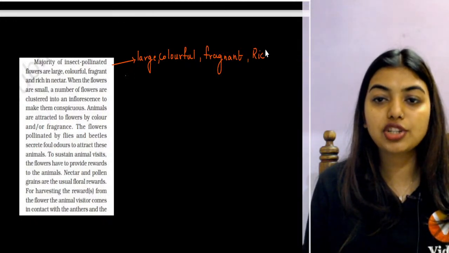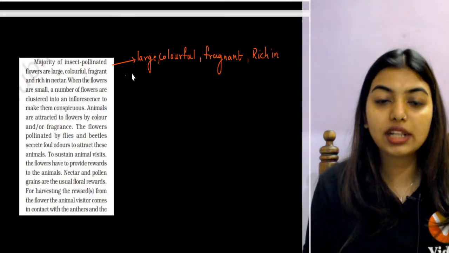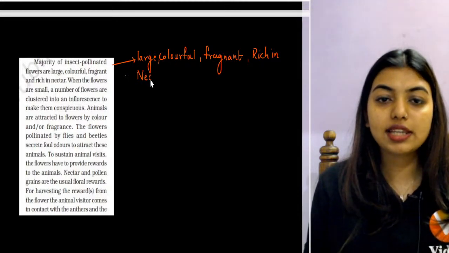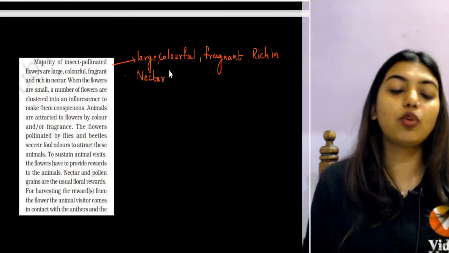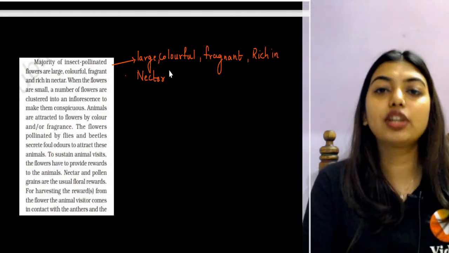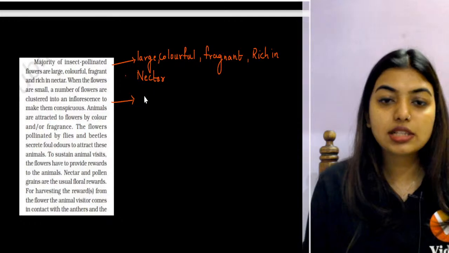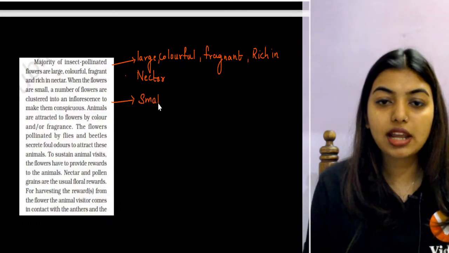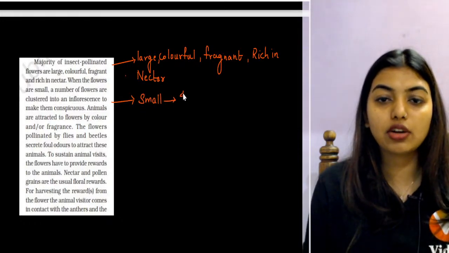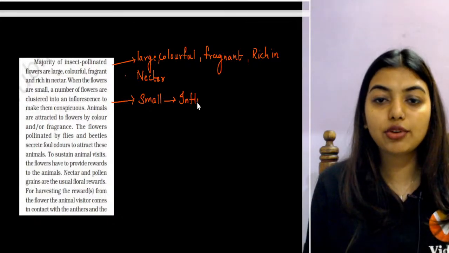Why should they be rich in nectar? Because that is the reward that they will give. For the insect doing pollination, the reward that the flower gives is the nectar. So when the flowers are small, what do they have to do, students? They have to form an inflorescence, or they have to do modifications.